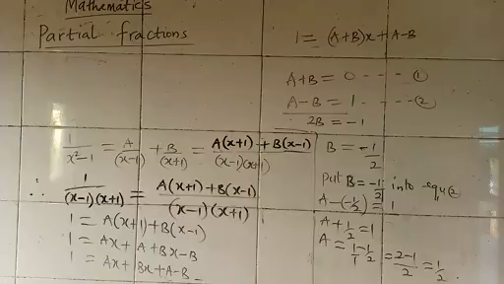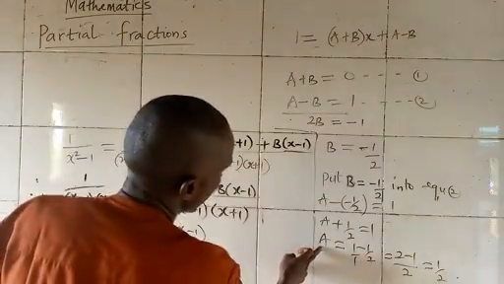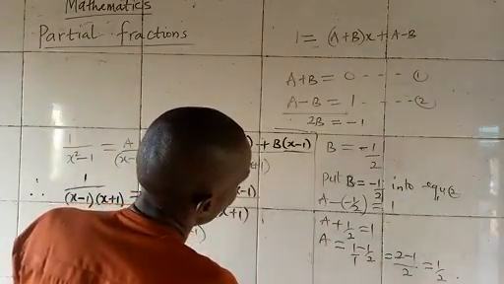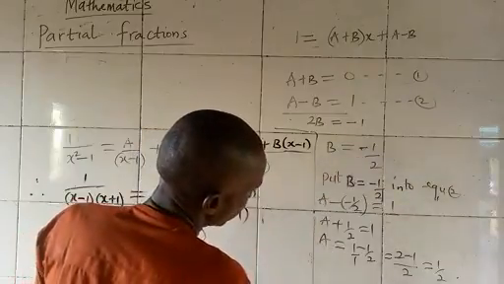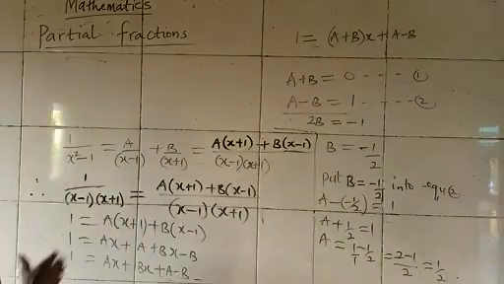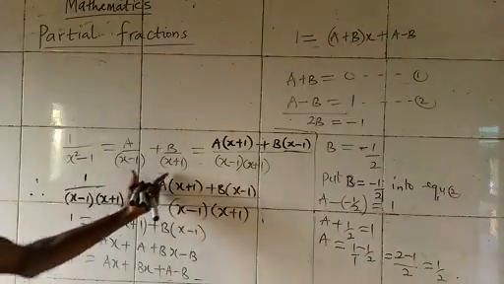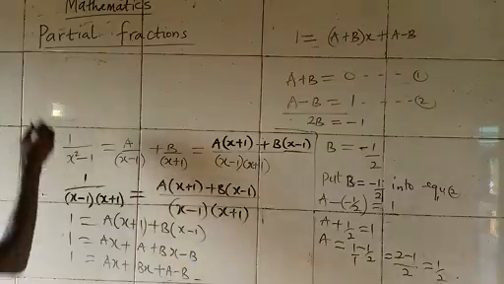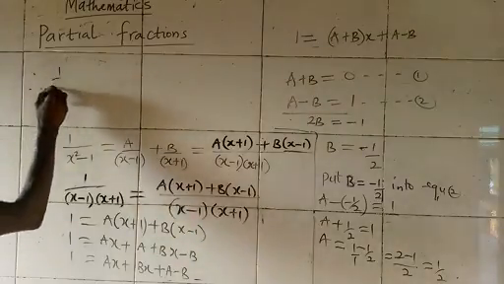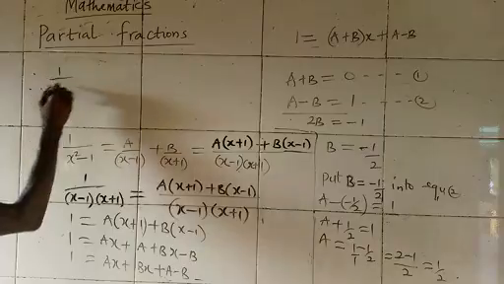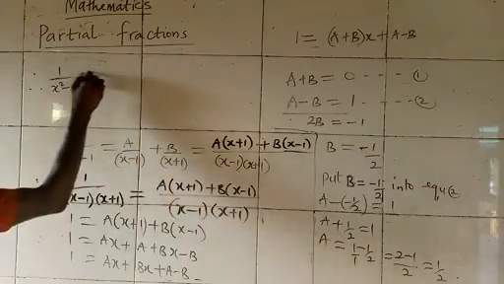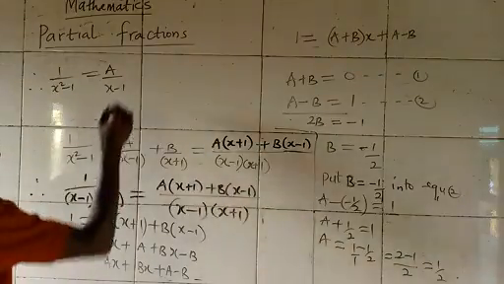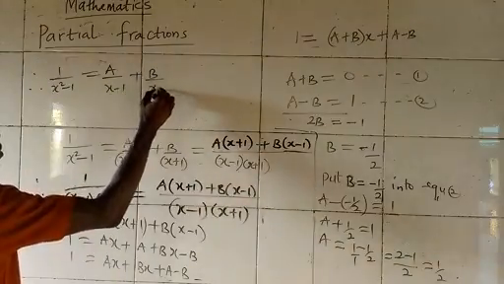Okay, let us now represent it. We have found A, we have calculated for A. We also calculated for B. What is B? B was minus 1 over 2, while the one of A is 1 over 2. Now, we can represent it. I can pick this one and bring it here, and say, therefore, 1 over S squared minus 1 is equal to A all over S minus 1 plus B all over S plus 1.